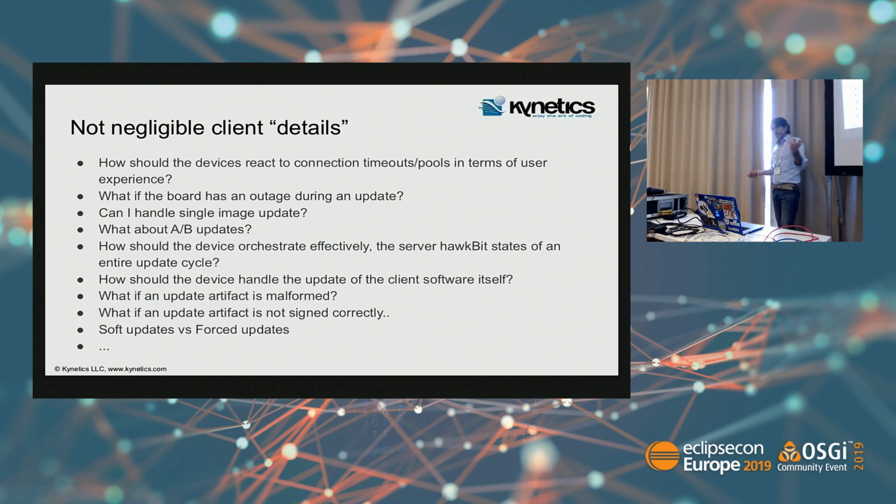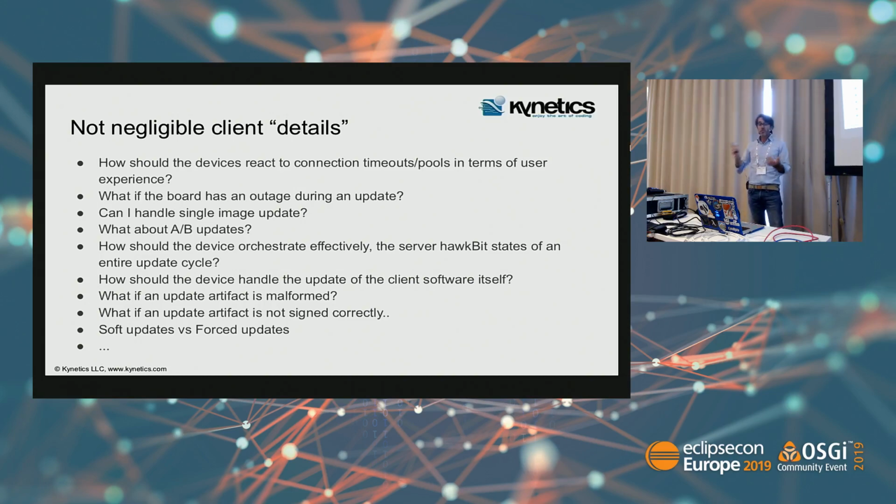How should the device handle the update of the client software itself? What if I want to update the client software that is updating the system and other packages in the system? We had a lot of headaches in that sense. That was not really trivial. What if an update artifact is malformed? Something happened and there is no consistency. Or it's not signed. Many people now ask for, hey, I want my update to be signed so I can certify where it is coming from, right?